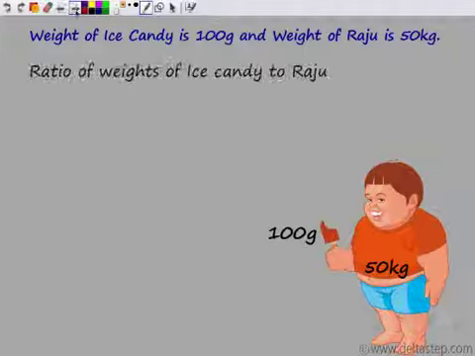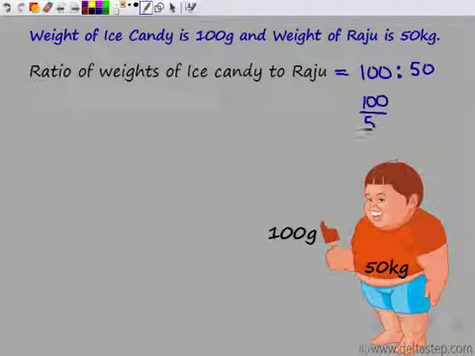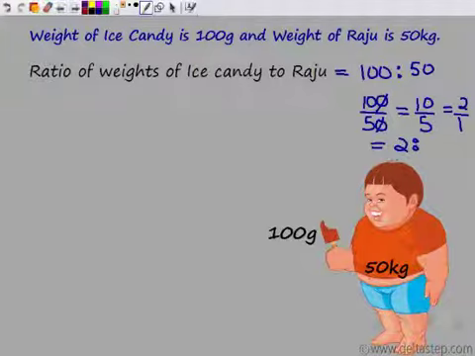So the ratio would be, so if I want to find the ratio of weight of ice candy to Raju, that would be ice candy is 100 grams to Raju, which is 50 kgs. This is what I get. So again, I can express this as division, which is 100 by 50. This is nothing but 10 by 5, which is again 2 by 1. So this, again, division 2 by 1 can be written as ratio, which is 2 is to 1.